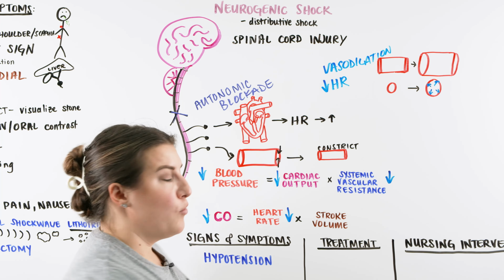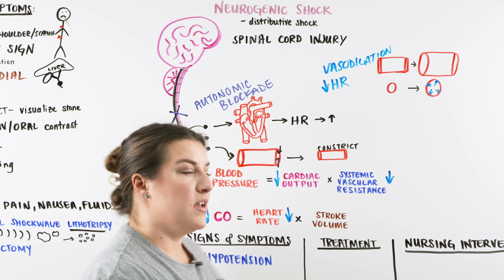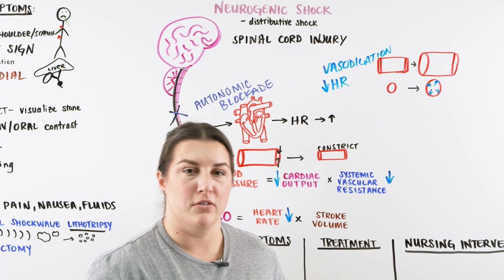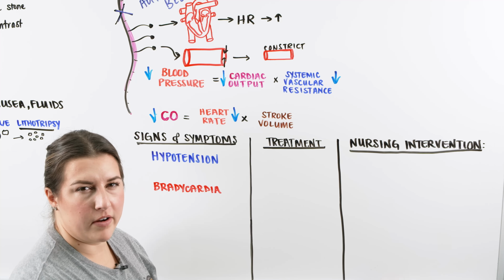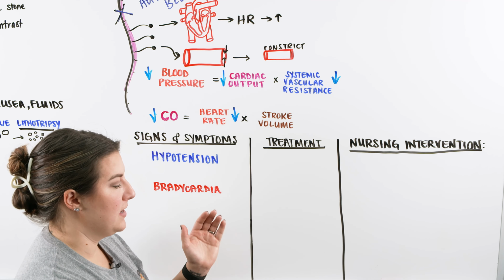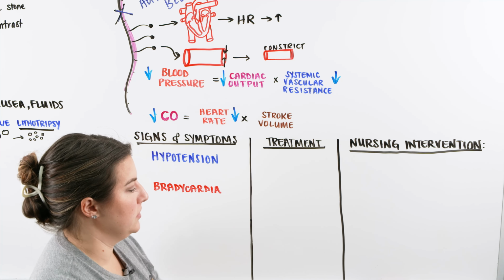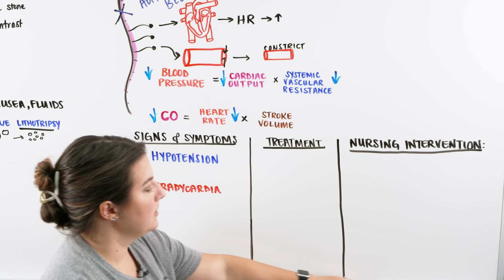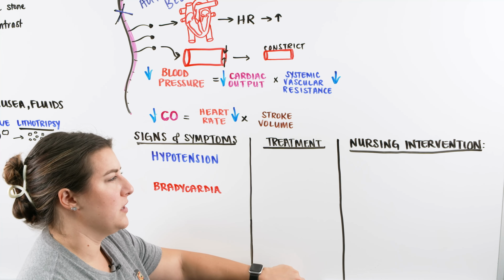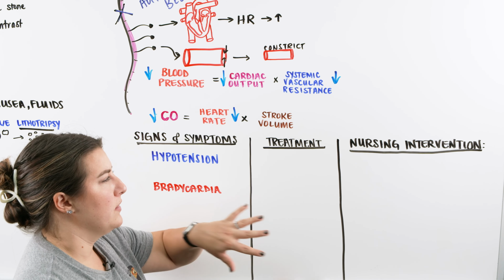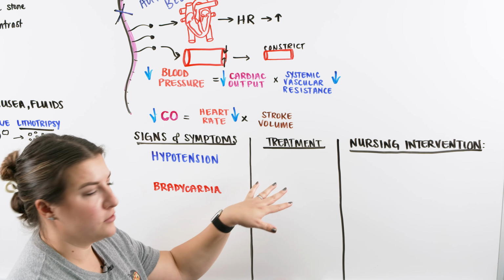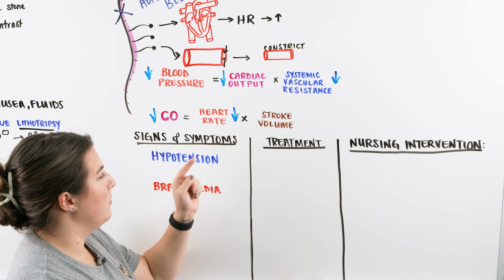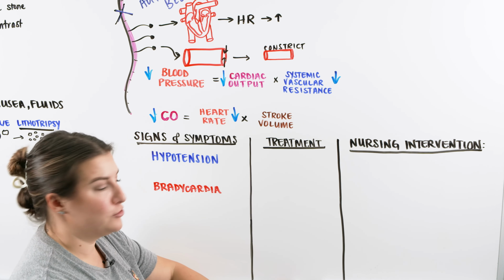So let's talk about what happens when we have those signs and symptoms. How are we going to treat that patient, and what are the nursing interventions going to look like for that? All right, engineers, depending upon the level of this patient's injury, there's going to be some different signs and symptoms, treatment and nursing interventions, but we're just going to talk about the generic ones here. So with neurogenic shock, one of the biggest signs or symptoms is our hypotension, right?